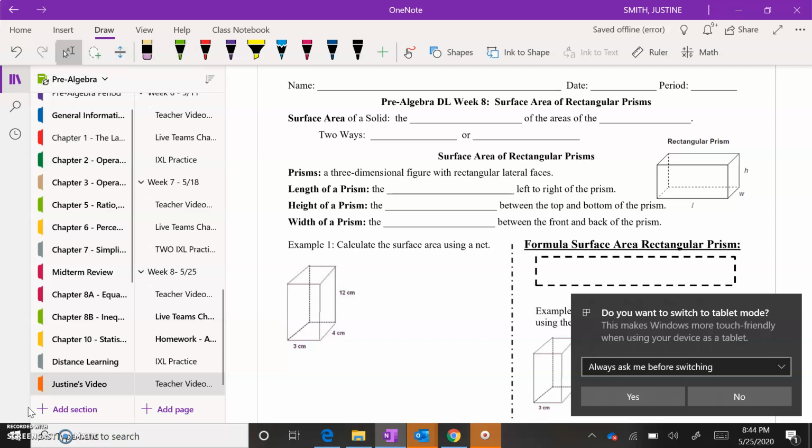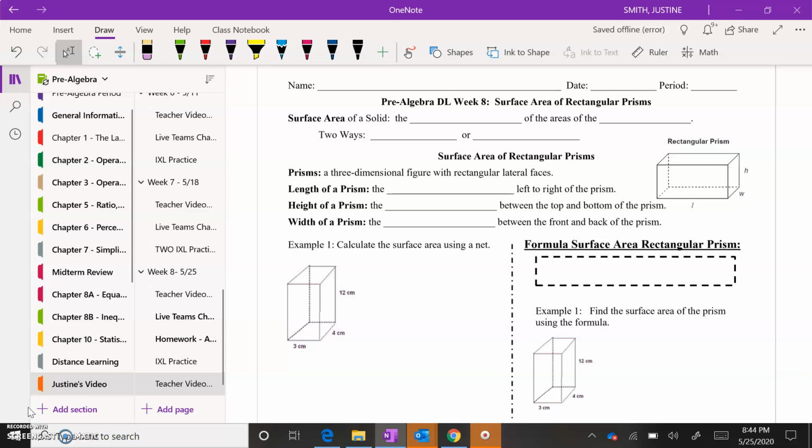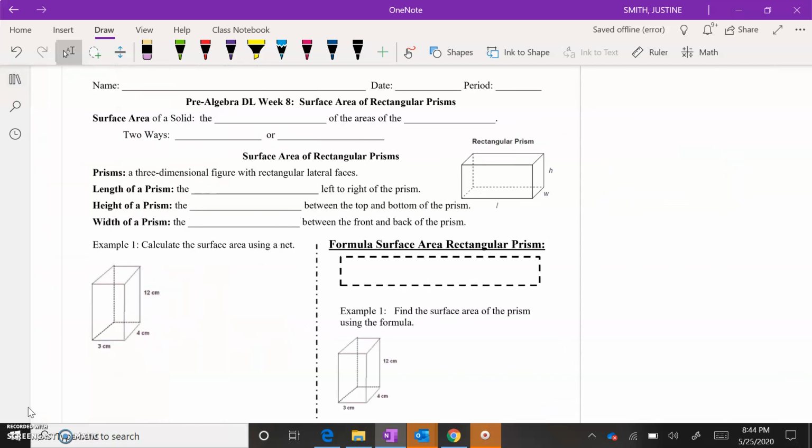And I know you're also excited to continue doing geometry, and we are actually looking at surface area of rectangular prisms. Very exciting. Okay, so there's two ways that we can do this. So the surface area of a solid or a 3D figure is the sum of the area of the faces. And a face is like the side of a 3D figure.